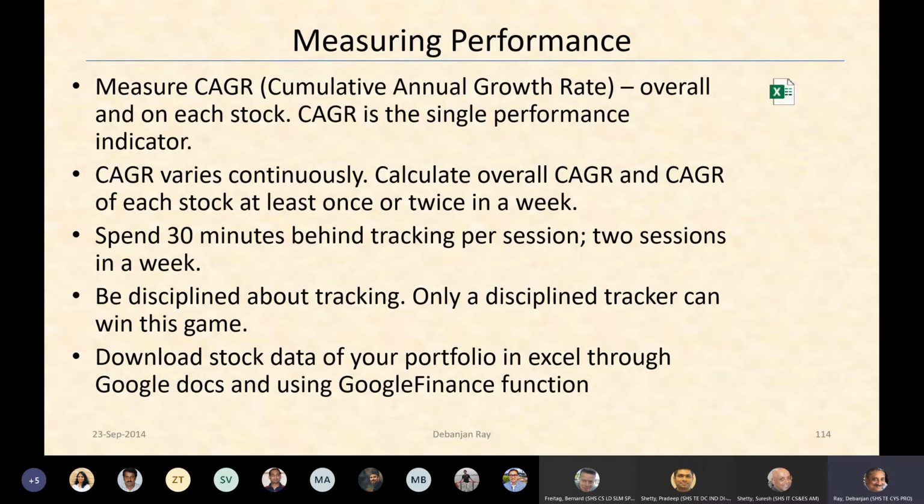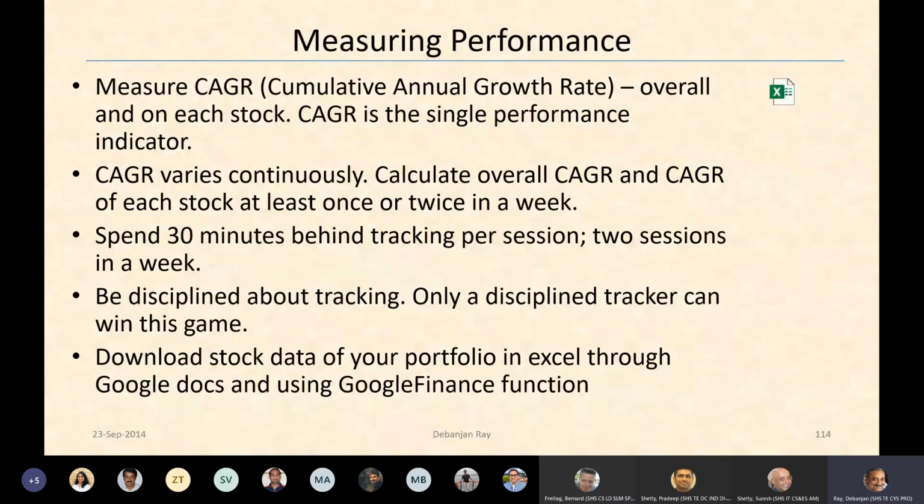Cumulative annual growth rate. You should remember one and only one figure. Unlike technical analysis, where there are multiple parameters to evaluate when to buy and when to sell, for the measurement of performance there is one and only one, which is the CAGR. If you understand what CAGR is, how to calculate it, and how to update it for the stock, you have 100% control of your stock. You do not need to look at any other parameter.